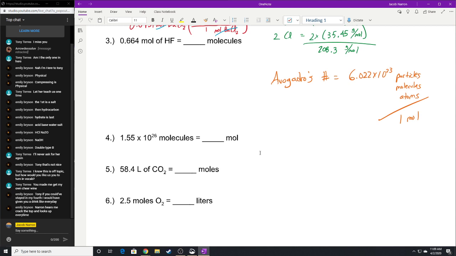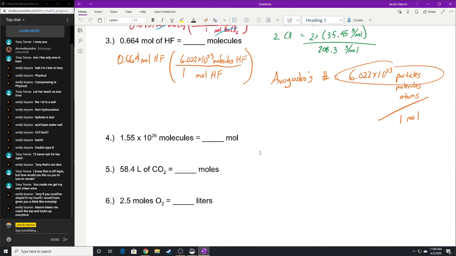So coming back to this problem, we start with 0.664 moles of HF. We want to find out how many molecules it is. So I'm going to put moles of HF on the bottom, and 1 mole of that is going to be equal to 6.022 times 10 to the 23rd molecules of HF. And that's how you use it. That's it, 1 to 1. This is equal to 1 mole, and so we can use a conversion factor just like this.